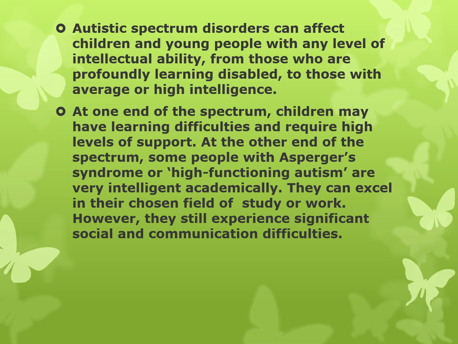Autistic spectrum disorders can affect children and young people with any level of intellectual ability, from those who are profoundly learning disabled to those with average or high intelligence. At one end of the spectrum, children may have learning difficulties and require high levels of support. At the other end of the spectrum, some people with Asperger's syndrome or high-functioning autism are very intelligent academically. They can excel in their chosen field of study or work. However, they still experience significant social and communication difficulties.